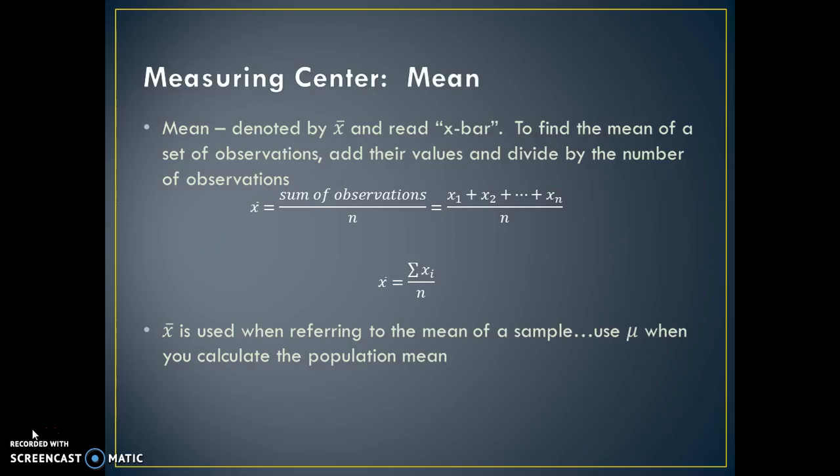So, the first thing we're going to do is talk about the mean. I know you've done mean before. The mean is denoted by X bar, and to find the mean, you add up all the observations and then divide by the number of observations you had. Now, here's where we have to be careful.